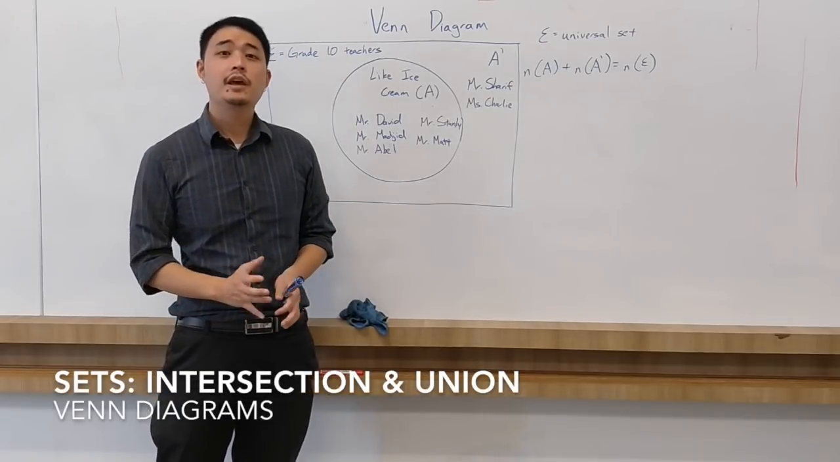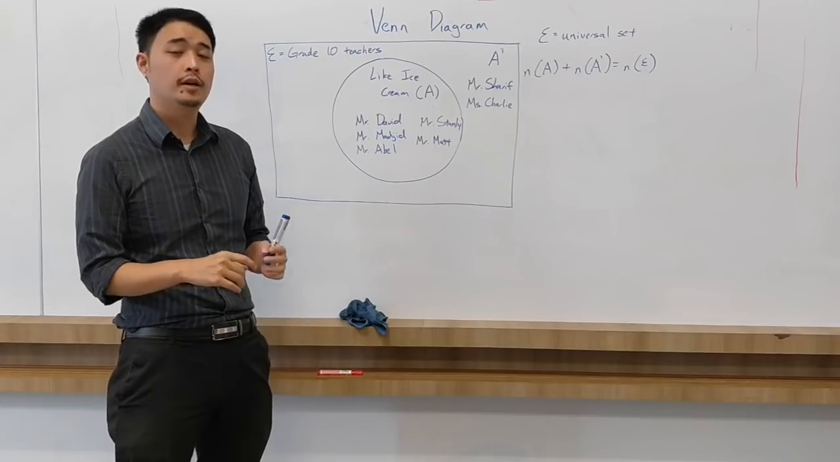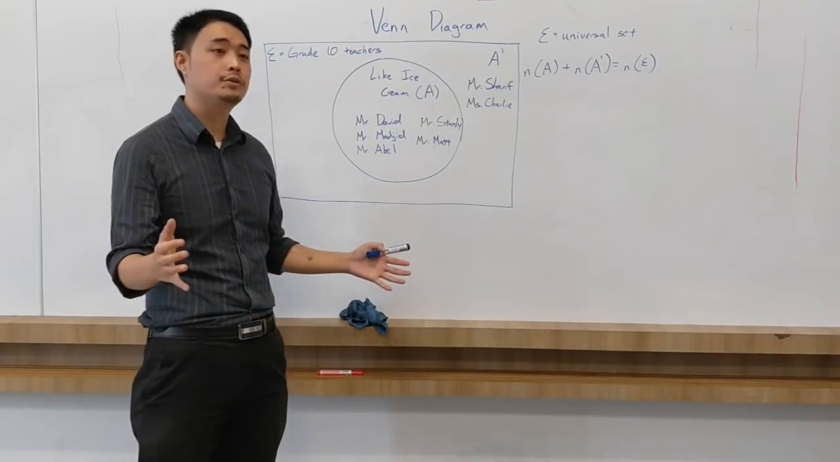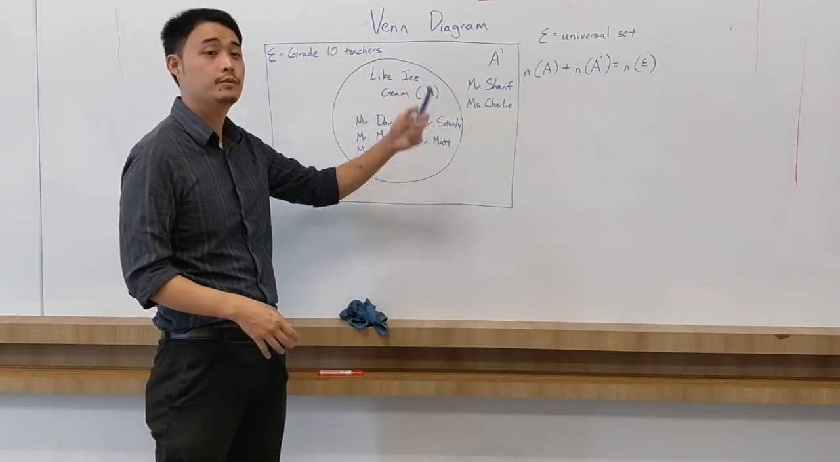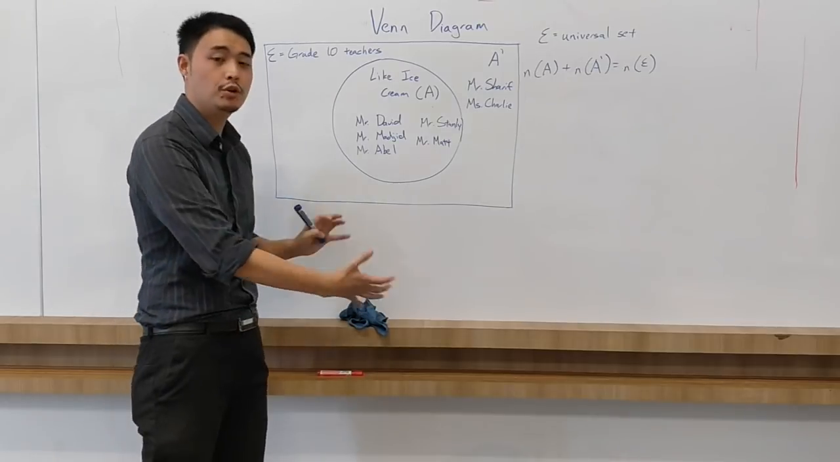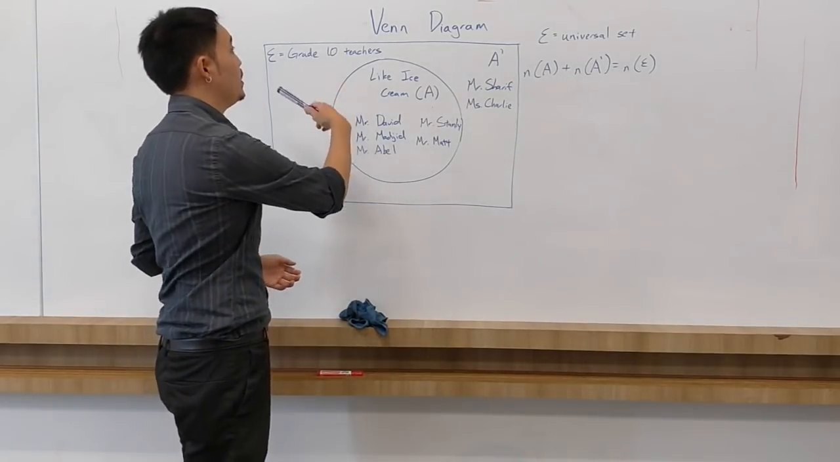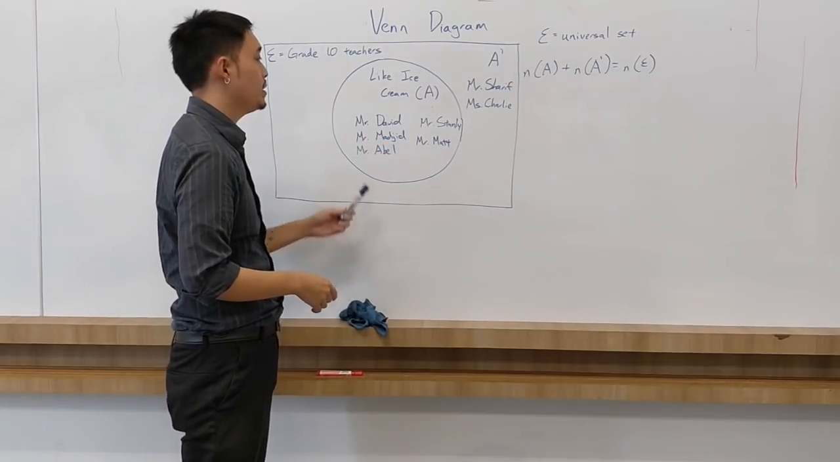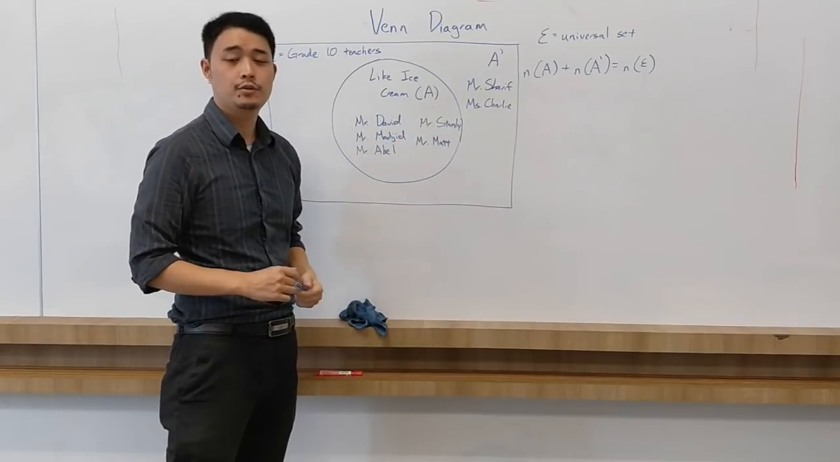Okay guys, so today what we're going to look at is intersection and unions. But first, in order to understand that, we have to understand a basic concept in sets, which is Venn diagrams. So this is your first Venn diagram, and a Venn diagram basically shows relationships between different sets. In this case, we have a Venn diagram that shows a relationship of people who like ice cream and people who don't like ice cream.